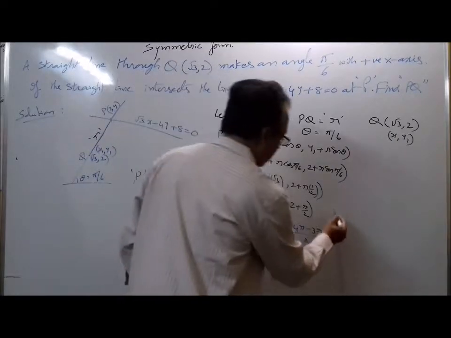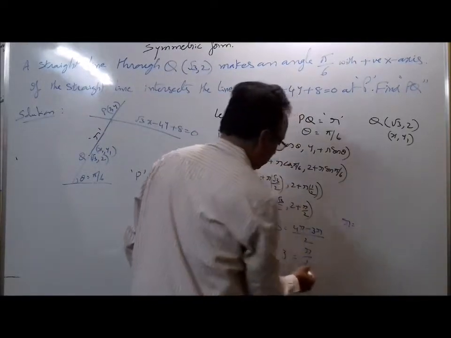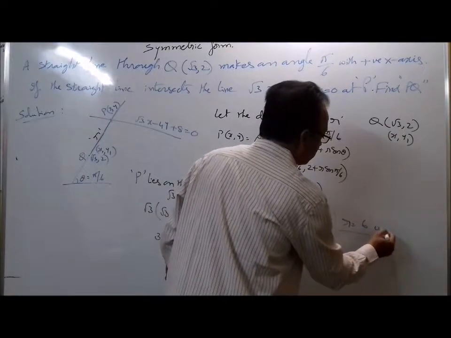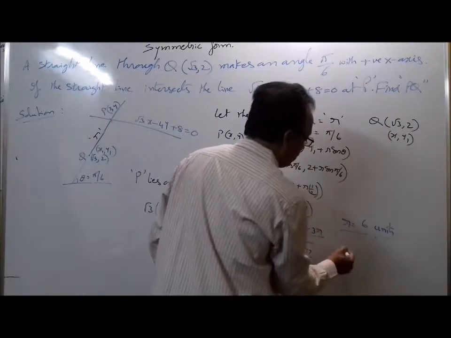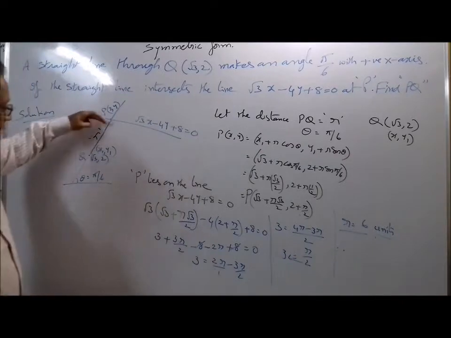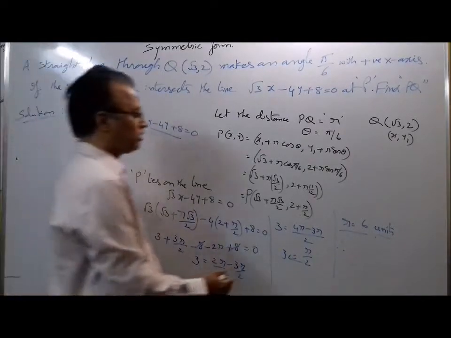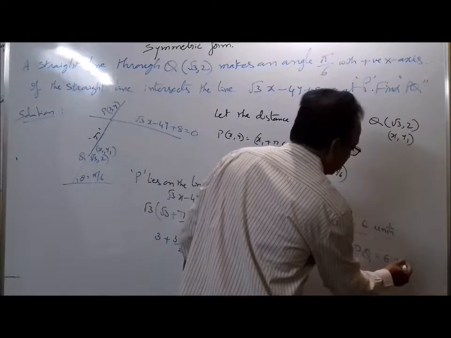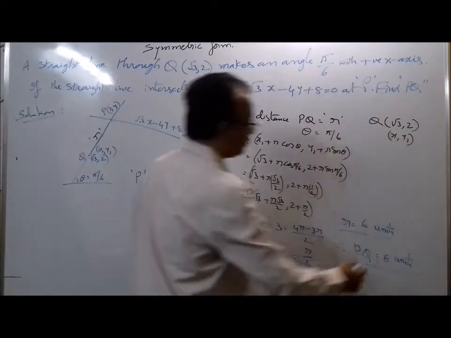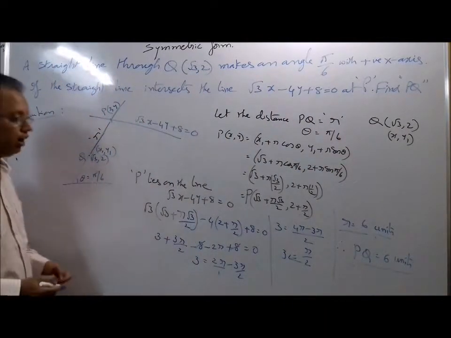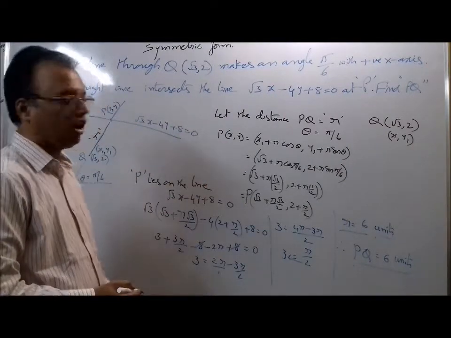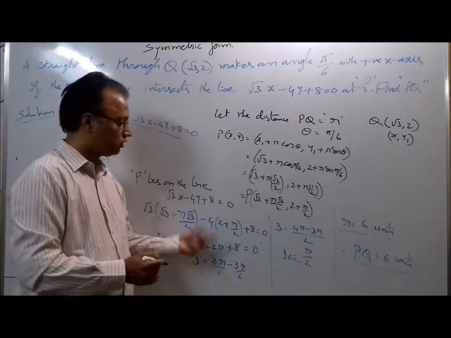So what is the r now? 3 twos are 6 units. So therefore the distance PQ is 6 units. So in the symmetric form, we are using this symmetric form, we got the distance r in this form. Come, take down.